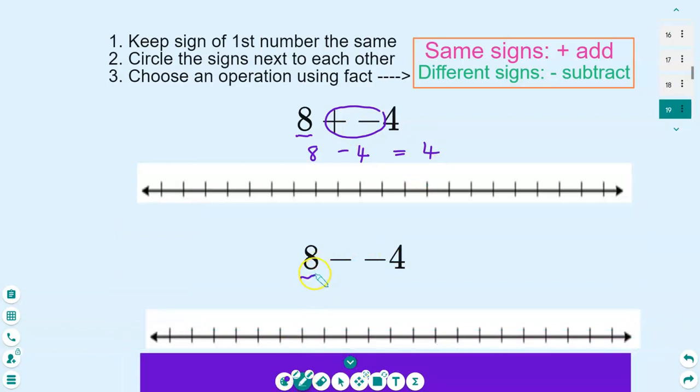First number stays the same. Circle the signs. Same signs means add. 8 plus 4 is 12. That's all we need to lock in our mind.